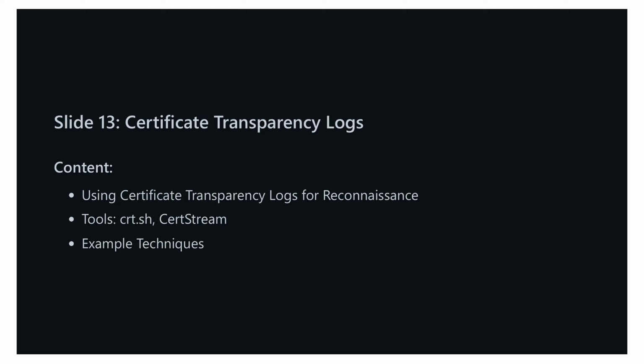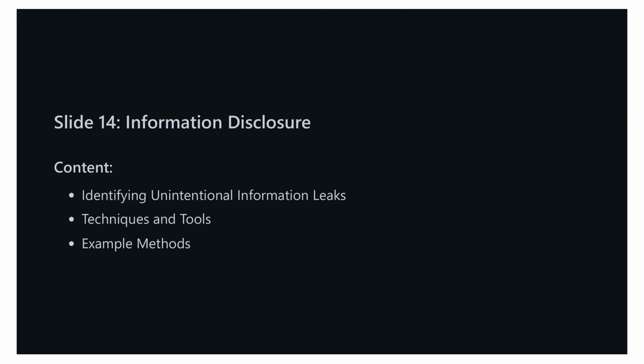Now let's move on to the next slide, where we'll explore the concept of information disclosure and techniques for identifying unintentional information leaks. In the previous slide, we discussed certificate transparency logs and how they can be utilized for reconnaissance using tools like crt.sh and CertStream. We also went over some example techniques for leveraging these logs to gather information. Now, let's move on to information disclosure. In this section, we'll focus on identifying unintentional information leaks. Information disclosure can happen through various channels, and understanding these can help in both offensive and defensive security roles.